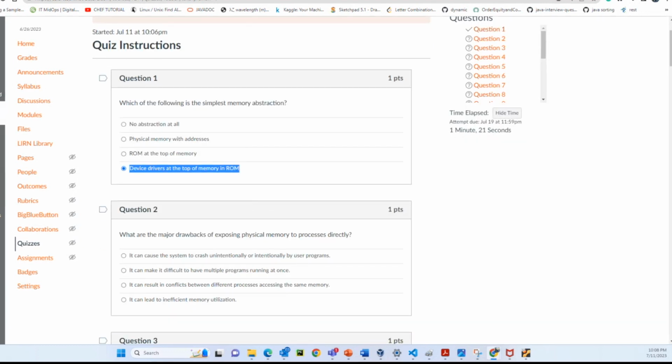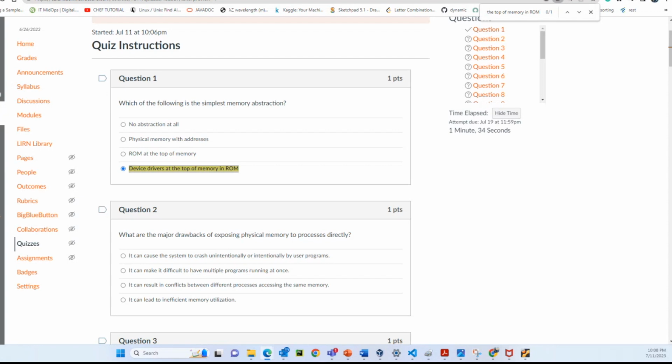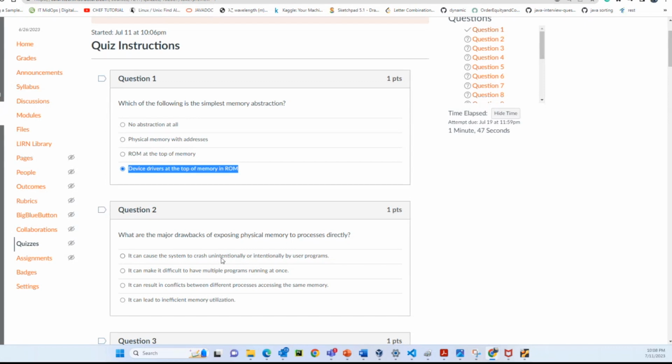So the next question is, sorry, not this one. What are the major drawbacks of exposing physical memory to the process directly? That's what happened in the earlier Linux systems. It can cause the system to crash. A lot of times people crashed the system unintentionally. The first one is the correct answer to that.